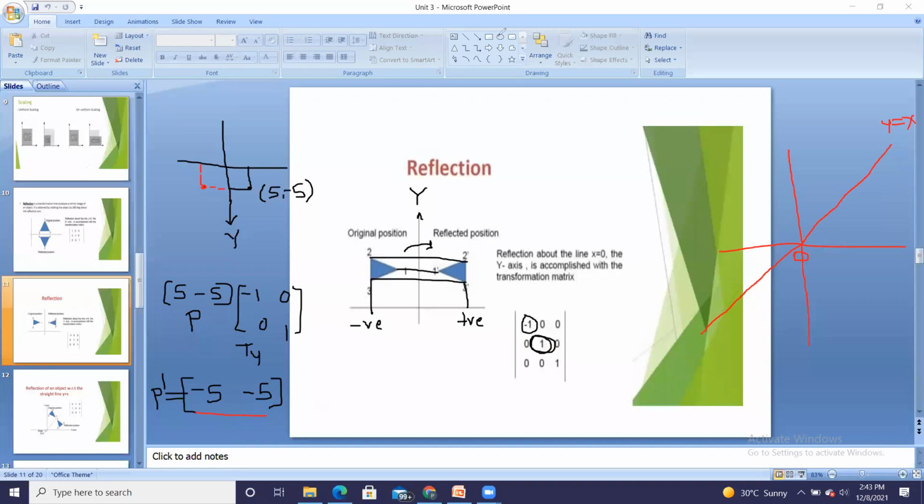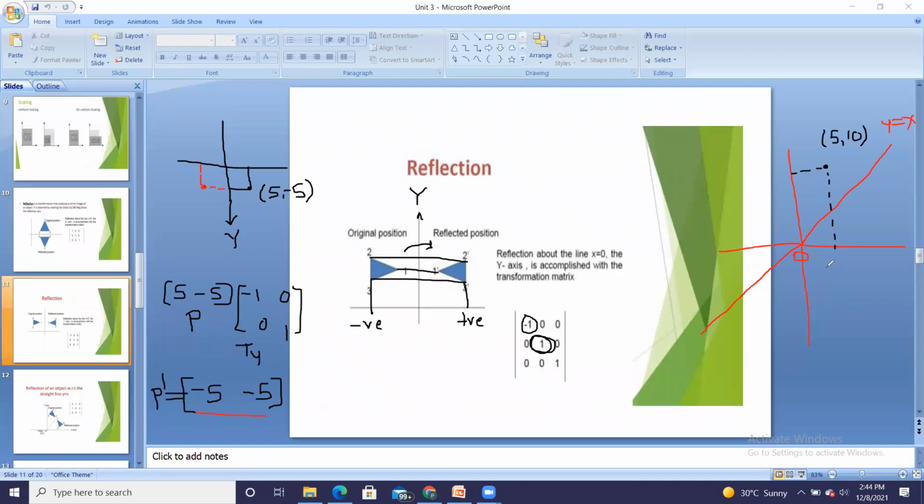So here y equal to x line is there. Now my question is, this is my point. Let us say, what can be the coordinates of this point? 5, 10. The x value is smaller than that of the y value, right? So x is here. X is 5 and y is 10.